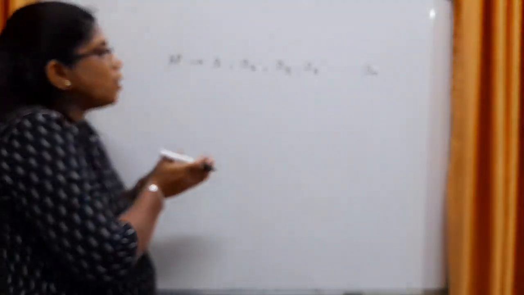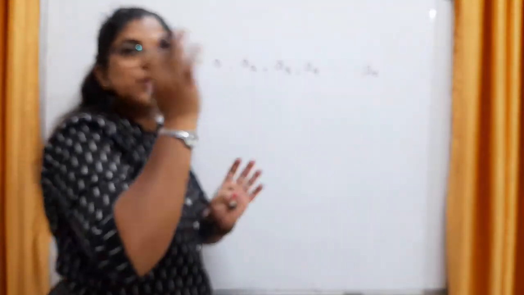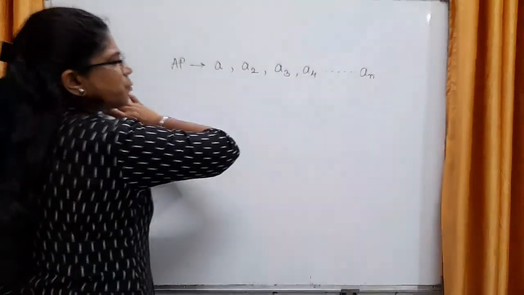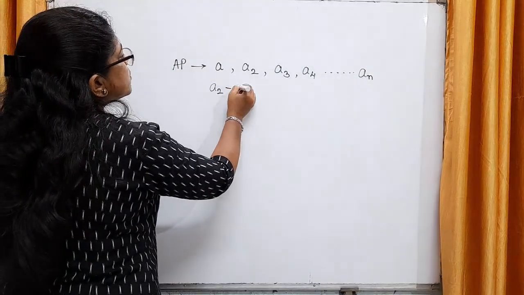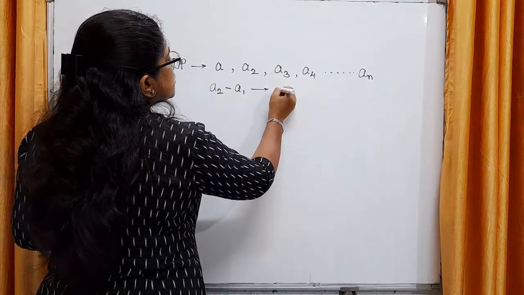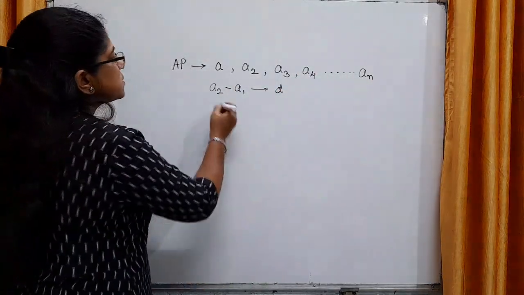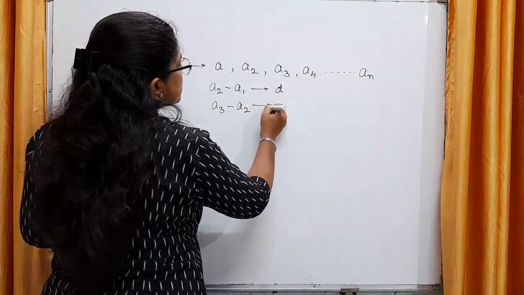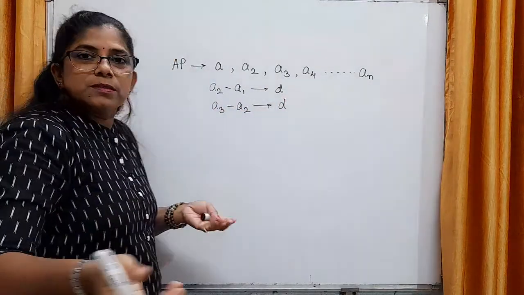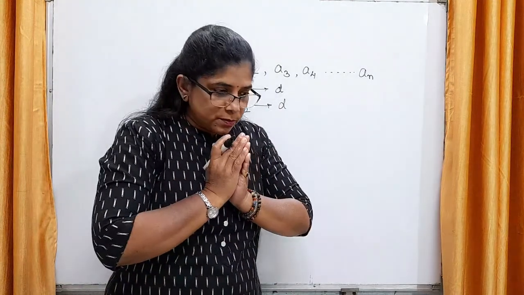Now, how to find the common difference? Simple. Subtract any two consecutive terms. a2 minus a1, you will get the common difference. Or a3 minus a2, you will get the common difference. This is how to find the common difference.